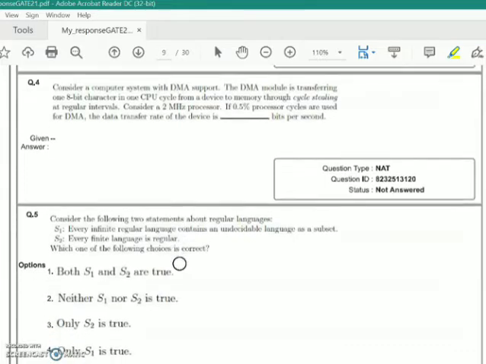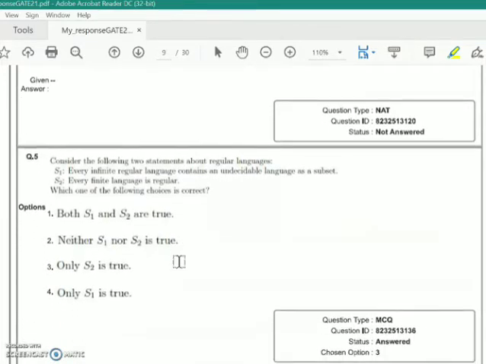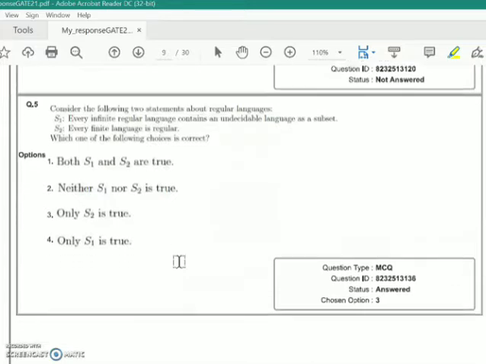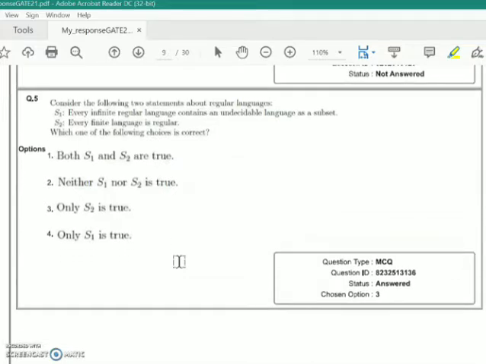For question number 5, every infinite regular language contains an undecidable language. Yes. Every finite language is regular. Yes, it is also correct. Both S1 and S2 are correct.